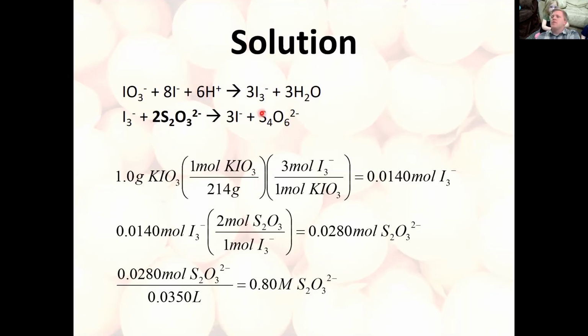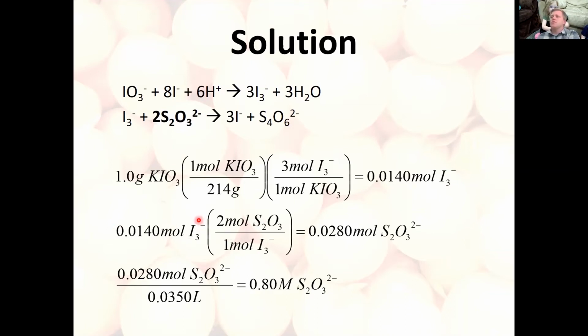Now we need to convert it to moles of I3 minus. You'll notice there is a 3-to-1 ratio of I3 minus to IO3 minus here. So we're going to multiply this by 3 and divide by 1 mole of KIO3. And that will give us 0.0140 moles of I3 minus.